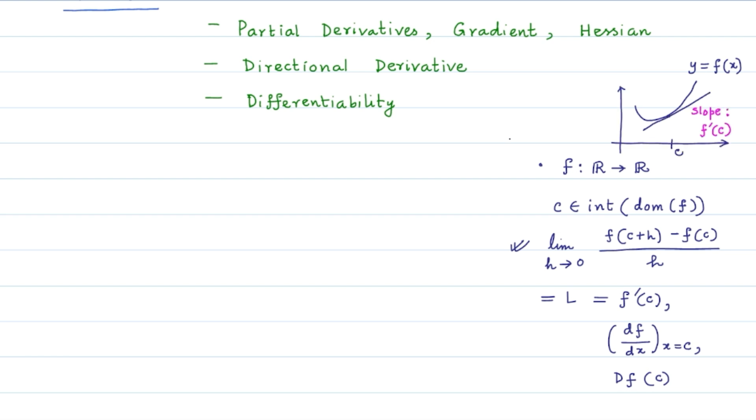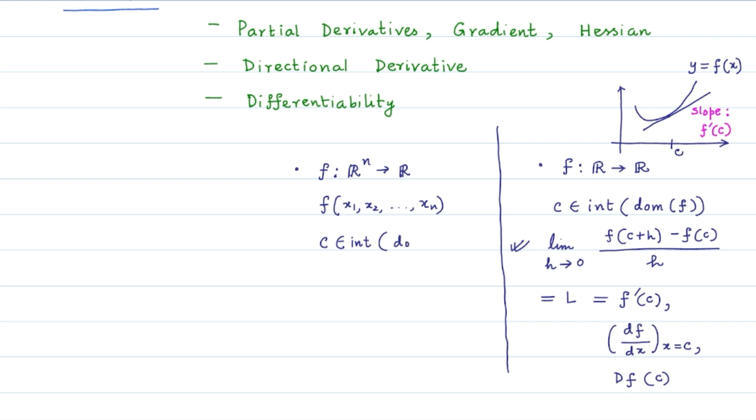For a function of two or more variables, the notion of derivative is defined in the following manner. Let's suppose we are given a function of several variables, say f(x1, x2, ..., xn), and let's suppose we want to identify the derivative value of this function f at a point, say c, in the interior of the domain of definition of the function f. Let's suppose the point c has coordinates c1, c2, ..., cn.